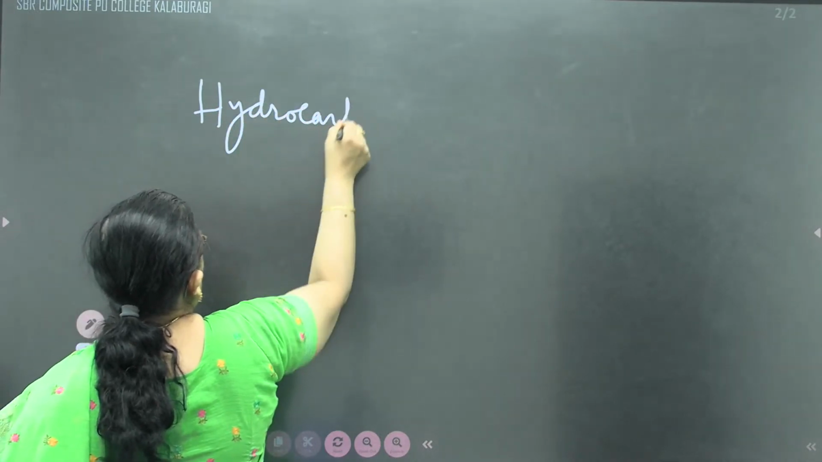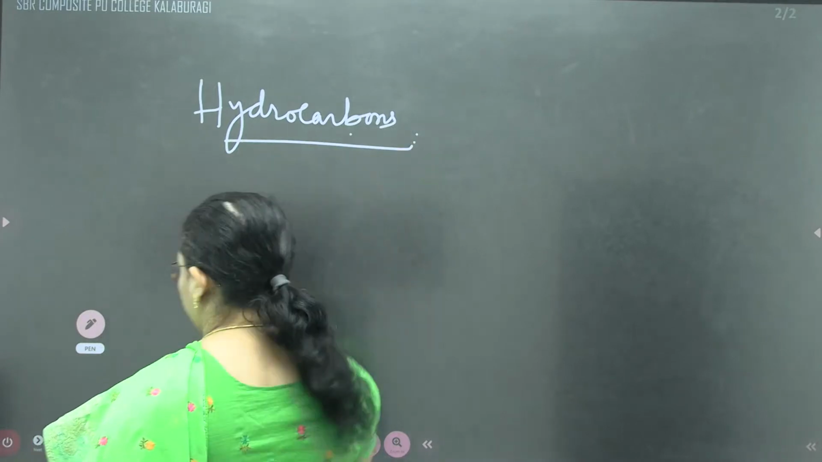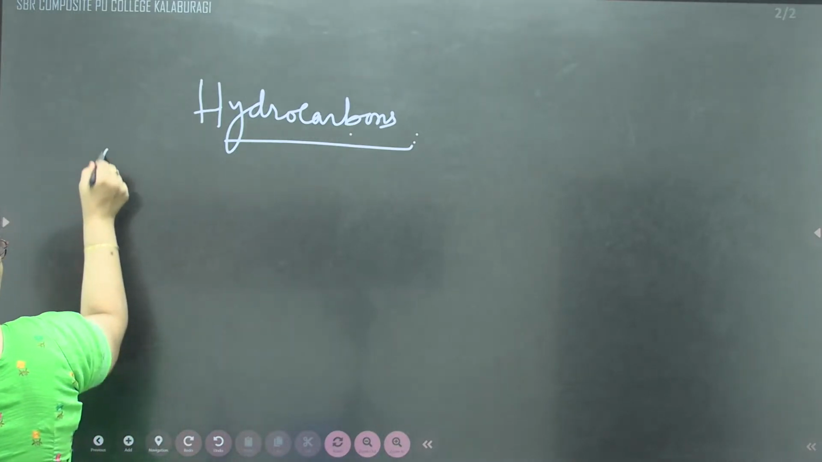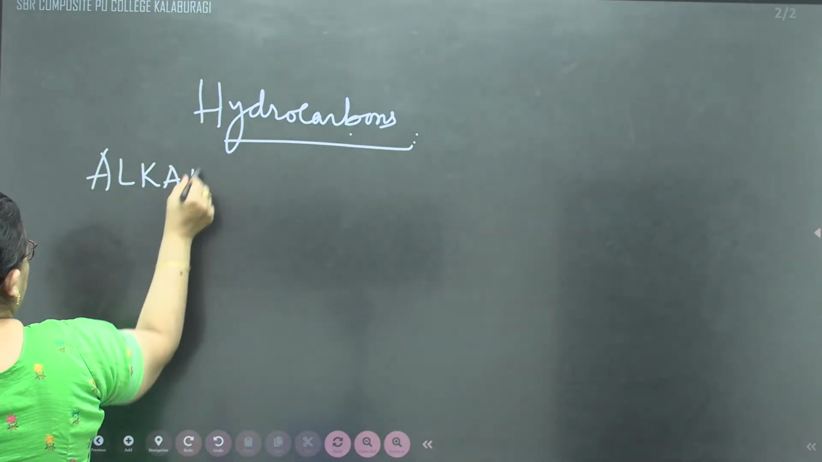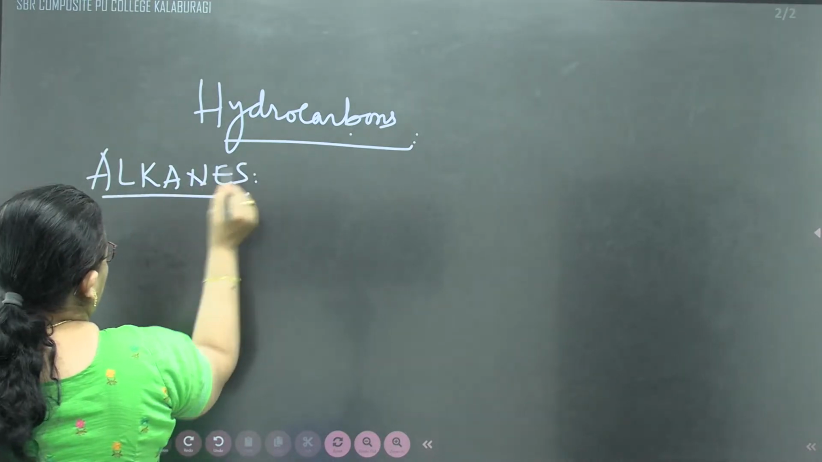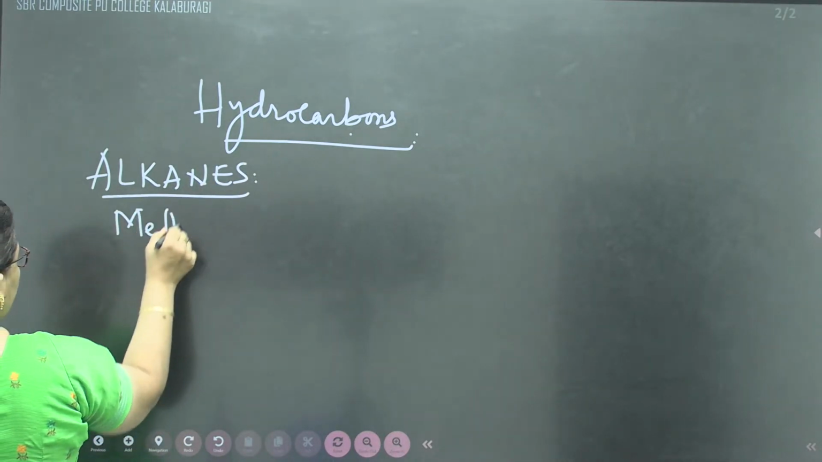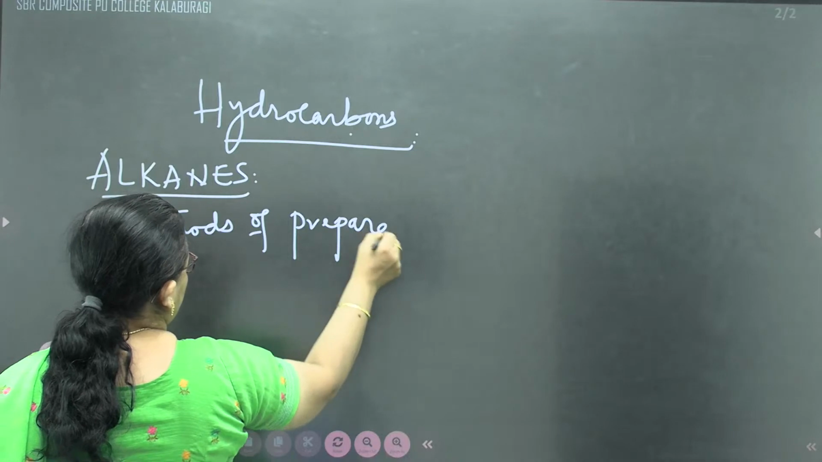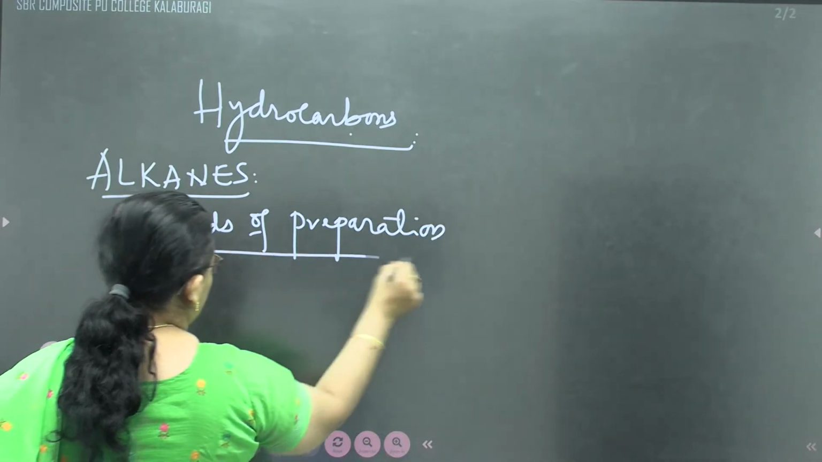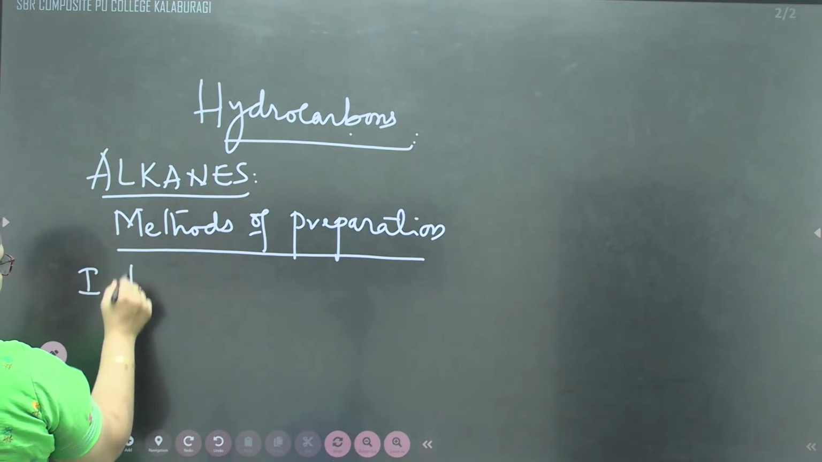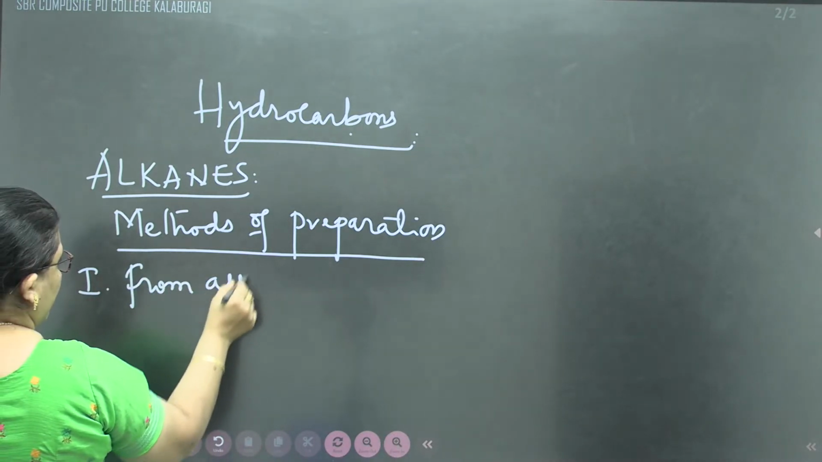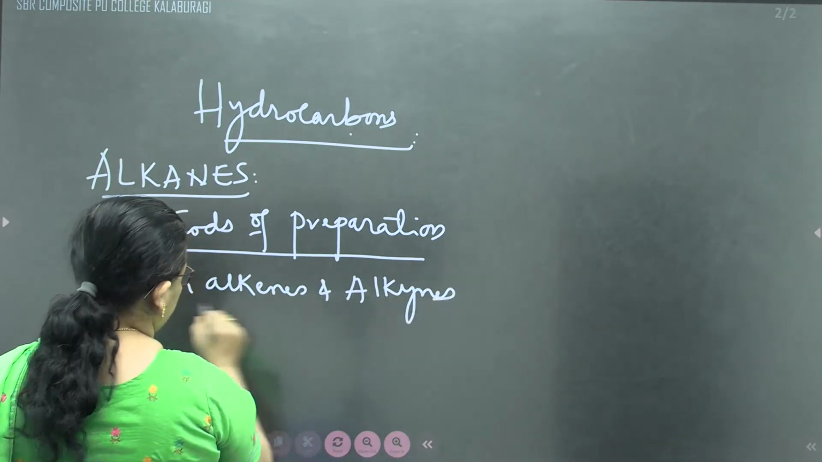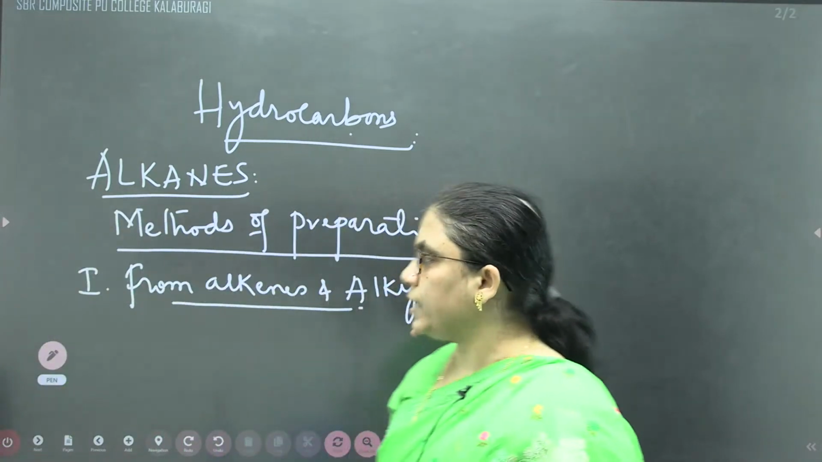Let us continue the topic, hydrocarbons. As we started in the previous class, the subtopic in hydrocarbons is alkenes. Let us continue from methods of preparation. One method of preparation, from alkenes and alkynes, we have completed in the previous class.